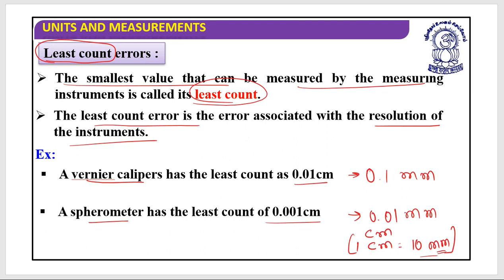Another is the random errors, which can be reduced with the help of a larger number of samples or observations. And the last is the least count error, which is associated with the resolution of the instruments.